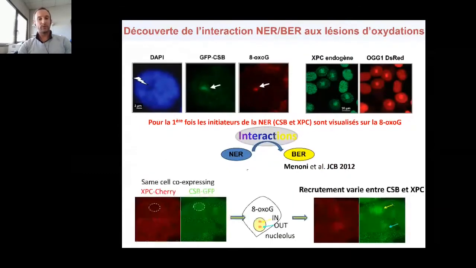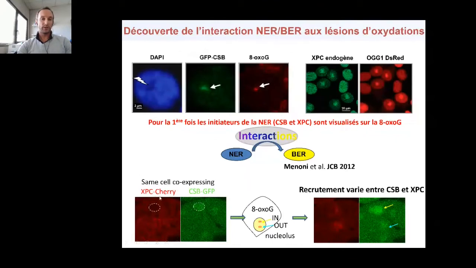And what was even more interesting is that in cells co-expressing the factor XPC fused to the fluorescent protein Cherry, or CSB fused to a GFP protein, you can see that the recruitment varies depending on the transcriptional status of the DNA. We are now studying this in more detail, and we want to understand how the conflict between transcription and repair of the DNA is dealt with by the cells.